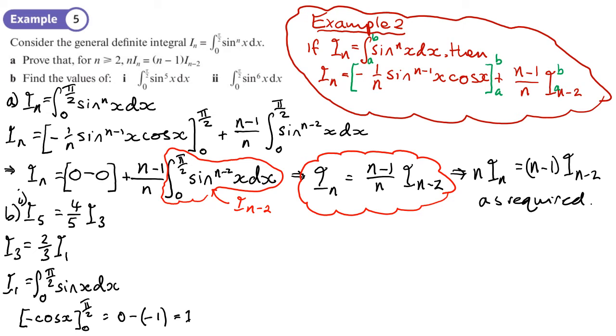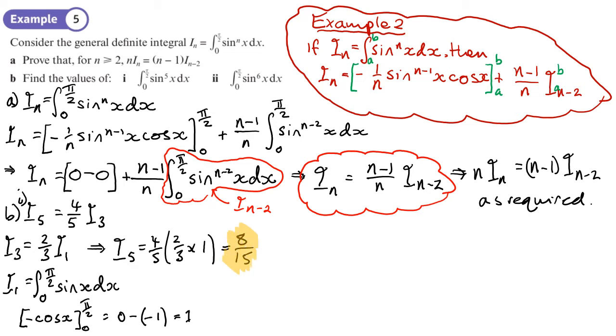So we can go back and say that I5 is equal to 4/5 of I3. I3 is 2/3 of I1, which is 1. And then what we've got to do is multiply that out. So we get I5 is equal to 8 over 15. So there's my answer to the first part of part B.